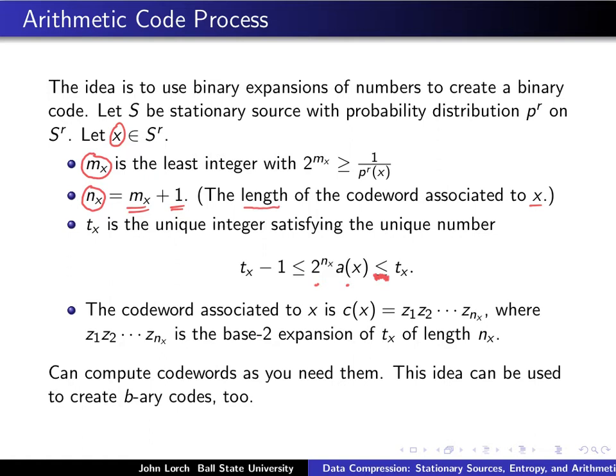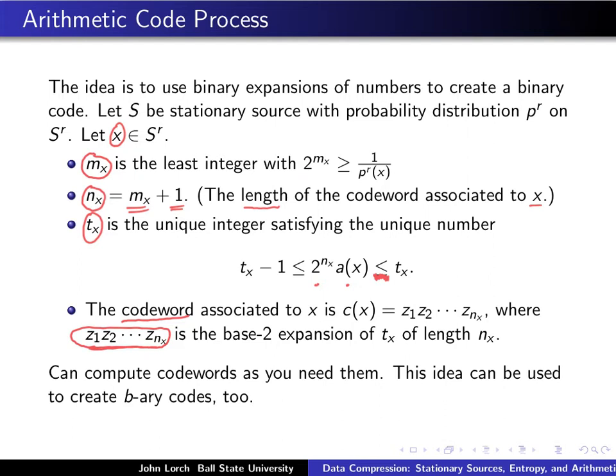Okay, now once you have found t sub x, you're almost ready to produce the code word associated to x. What you do is take your t sub x and find its base 2 representation, and make sure that it is of length n sub x, because remember, we want our code word to be of length n sub x. And that's the code word: just this base 2 representation of t sub x of length n sub x.